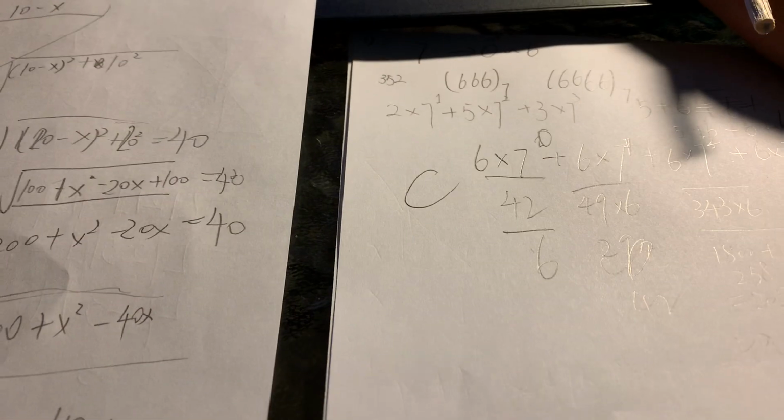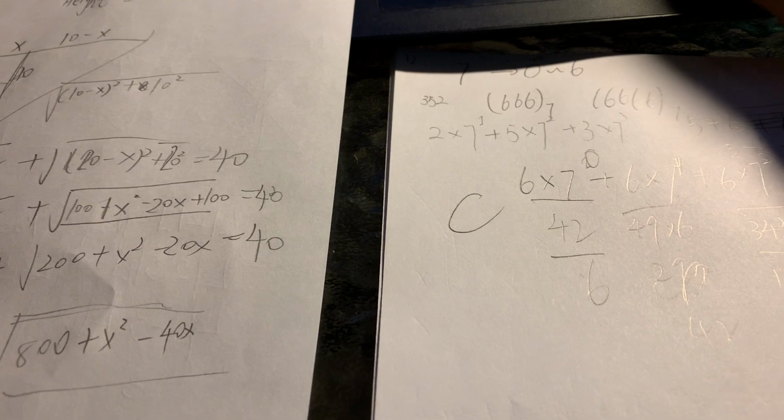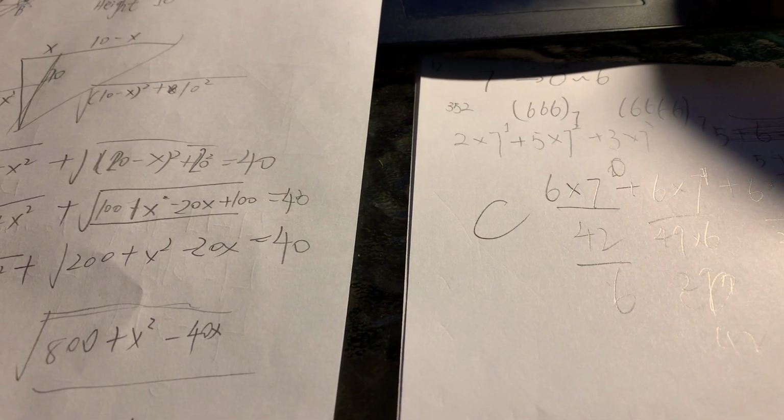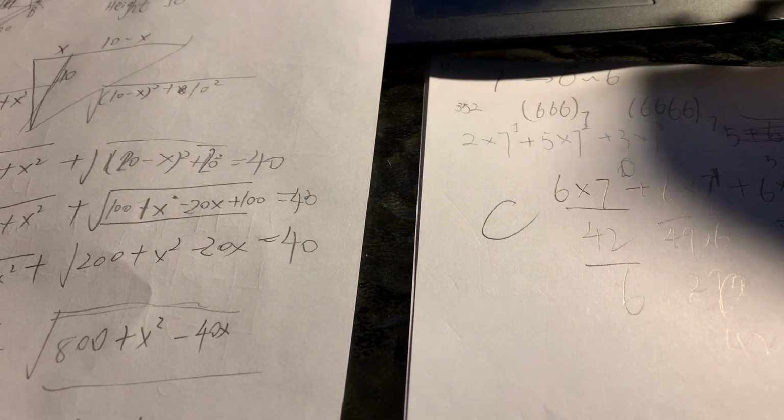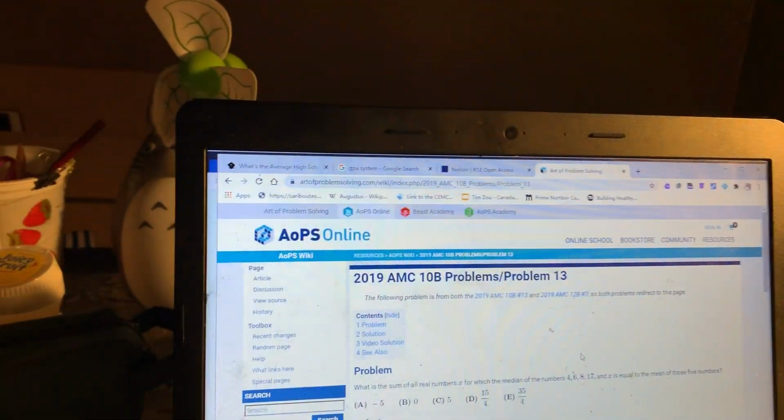What is the sum of all the real numbers x for which the median of the numbers is equal to the mean of these 5 numbers? Okay. What is the sum of all real numbers x?